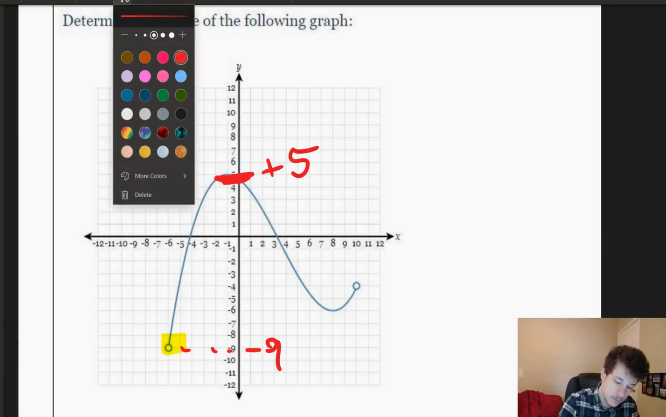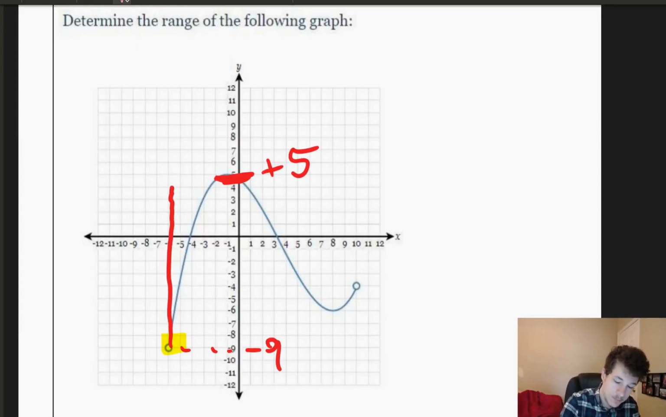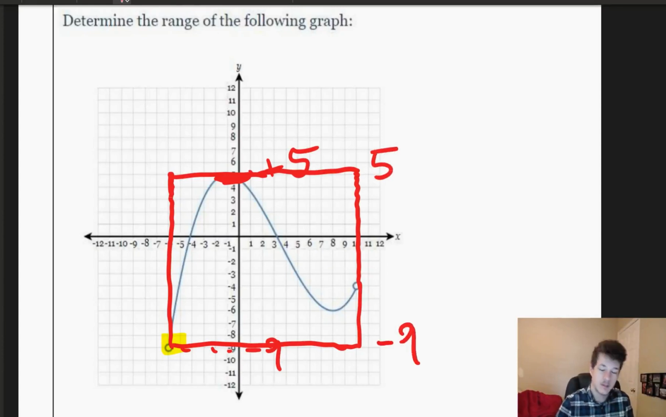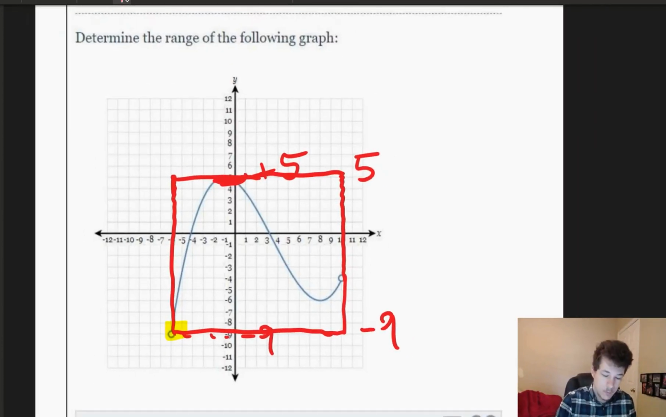In fact, sometimes when you're doing domain and range at the same time, it's actually pretty useful to draw a little rectangle around the entire graph to see where all the boundaries are. And as you can see, it goes from negative 9 to positive 5. That's the bottom and the top of this graph. One other thing, if there's no dot at all, assume that this is a closed dot. So this is closed up here, and this one down here is open.